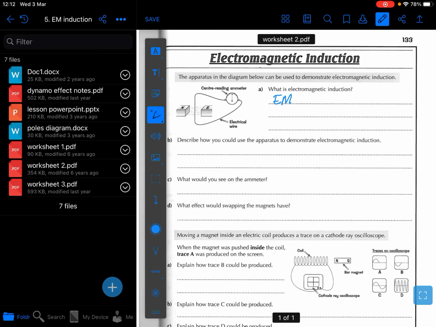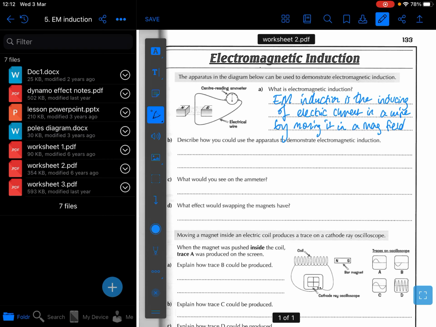I'm lazy, so I'm just writing EM. Induction is the inducing, remember we're using that keyword, of electric current in a wire by moving it in a magnetic field.